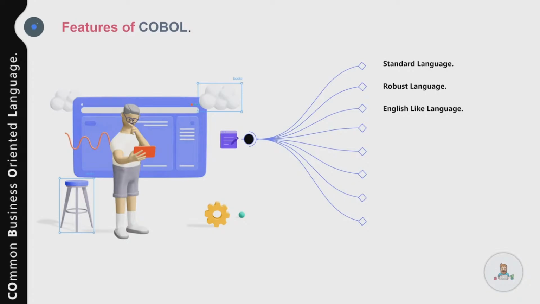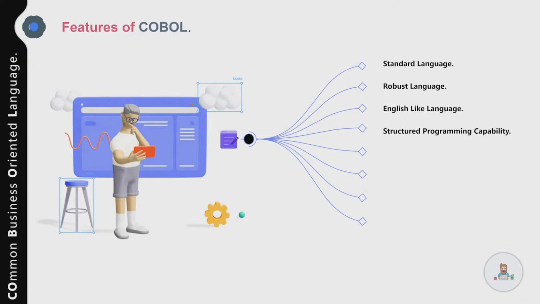Third one is English-like language. COBOL is an English-like language and it is very user-friendly. All instructions are coded using English words rather than the complex code. For instance, if you want to read a record from the file, then you will use the verb read. So COBOL is relatively easy to understand.